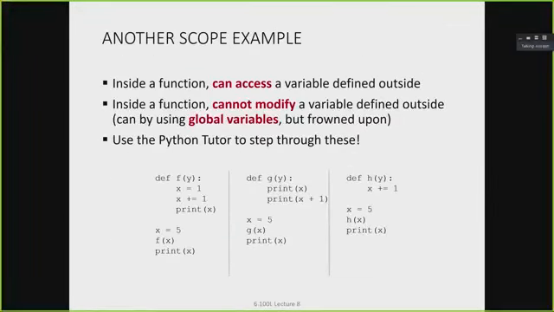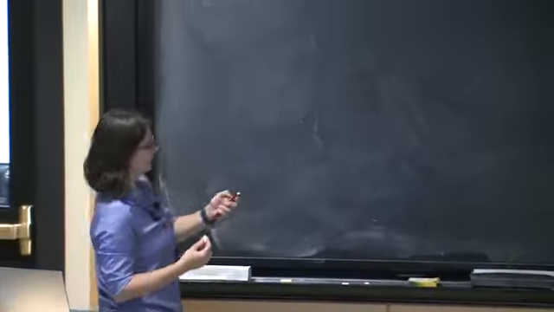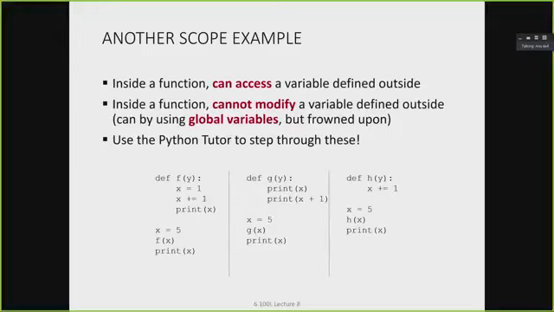Another example, and this one's a little bit weird. It shows some of the nuances of Python. And these aren't necessarily true in other languages. So I'm just going to do the drawing of the scopes out here. So let's start with the one on the left. So you can see here I've got one function, f of y, and I've got the main program that creates x is equal to 5 and then a call to f.